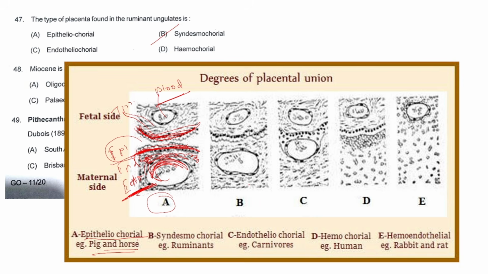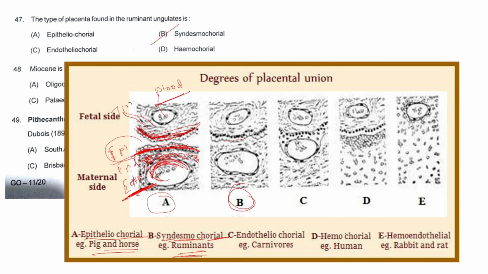And the second option, that is B. You can see this is syndesmochorial, which is found in the ruminants. What is connected here? Here the epithelium of the mother is absent, isn't it? What is present is the endometrium layer of the mother, that is attached with the chorion layer of the fetus. That is why this is called syndesmochorial. Syn means fused. This is found in the ruminants.